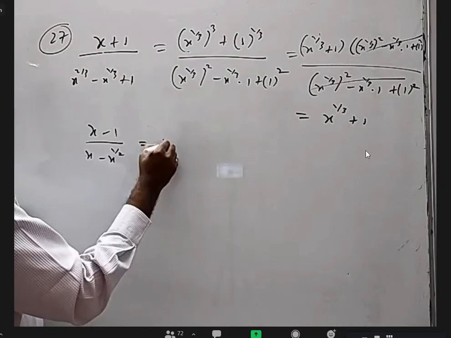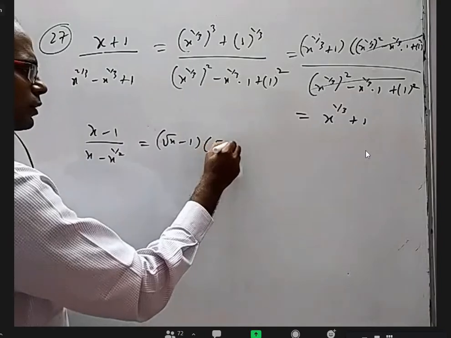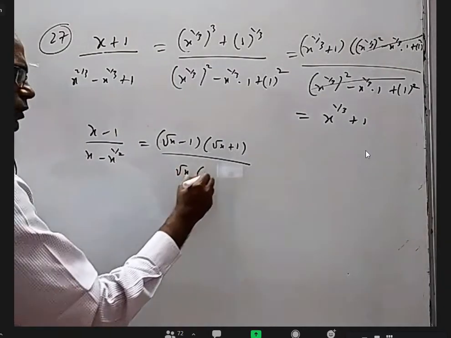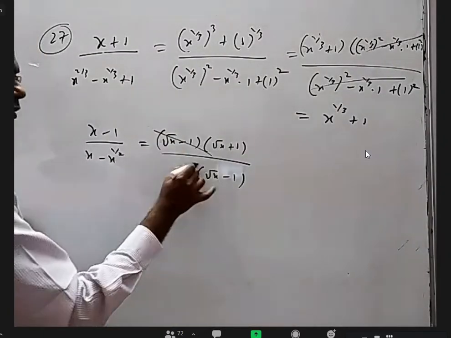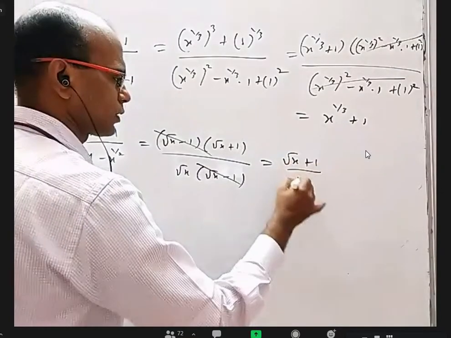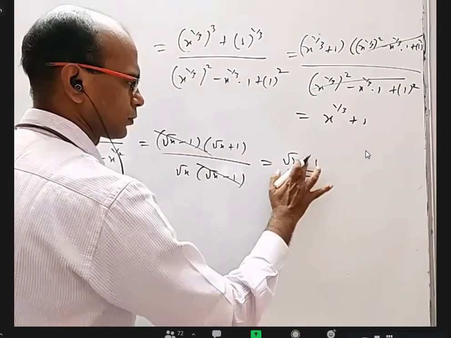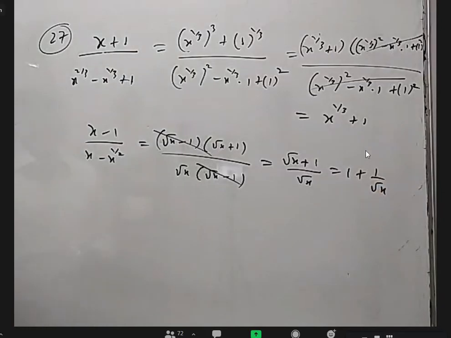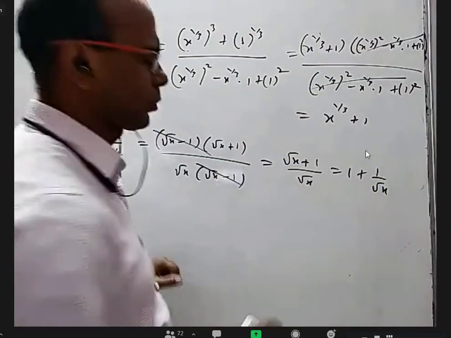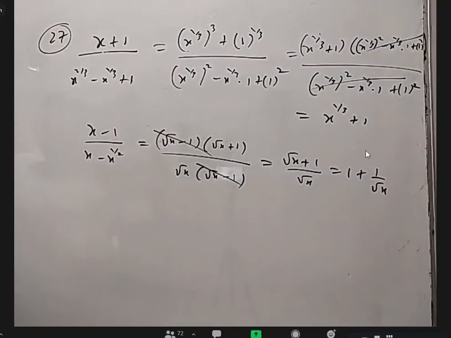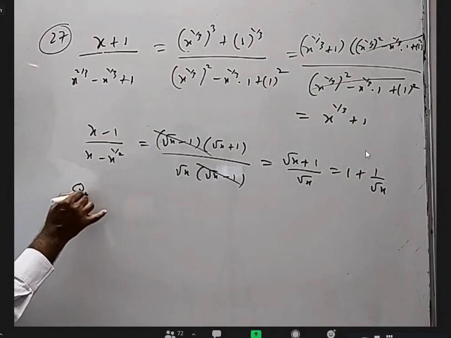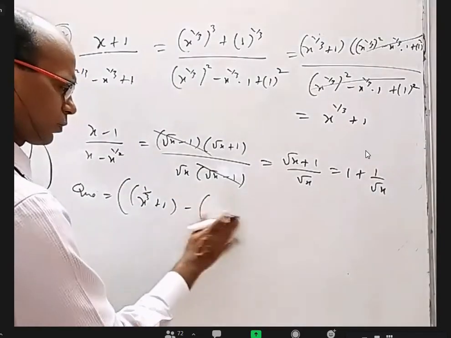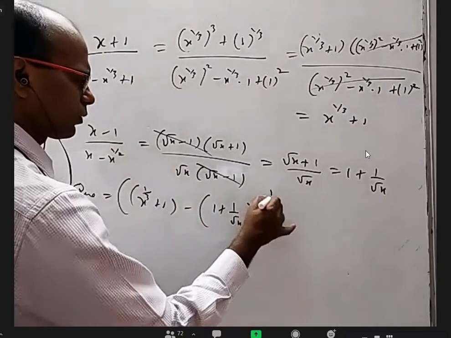Here, x minus 1, I can write as root x minus 1 into root x plus 1. This also I can write as root x whole square and take root x common, I'll get root x minus 1. This and this will cancel, I'll get root x plus 1 by root x, which is 1 plus 1 by root x. So this is 1 plus x power 1 by 3, this is like 1 plus 1 by root x. The difference is the question. So now the given question is equal to x power 1 by 3 plus 1 minus 1 plus 1 by root x whole power 10, I think.